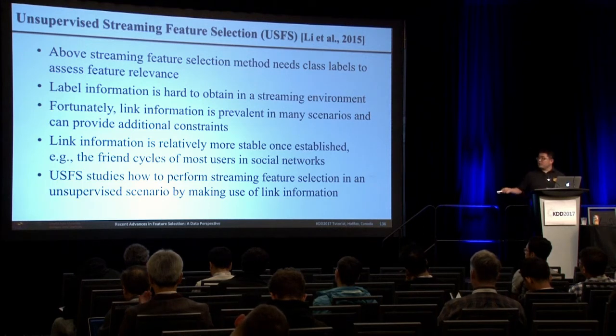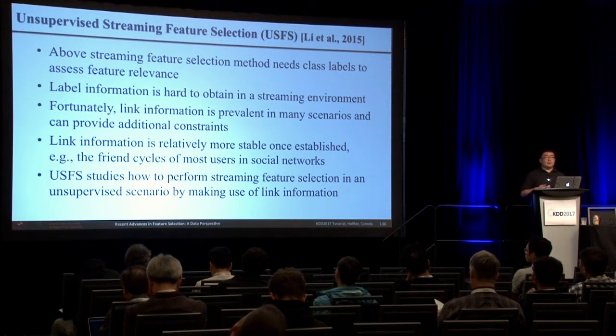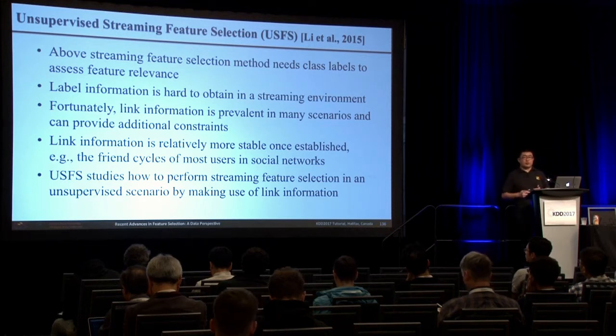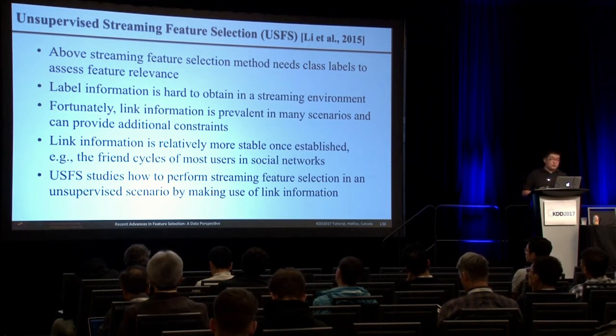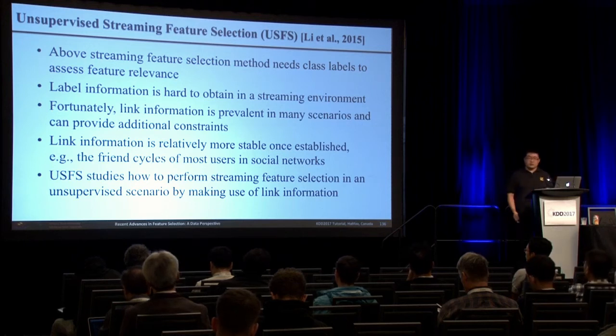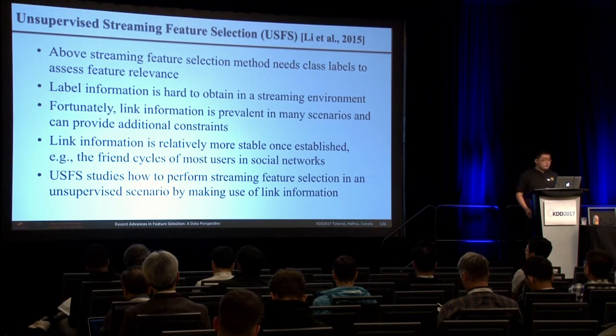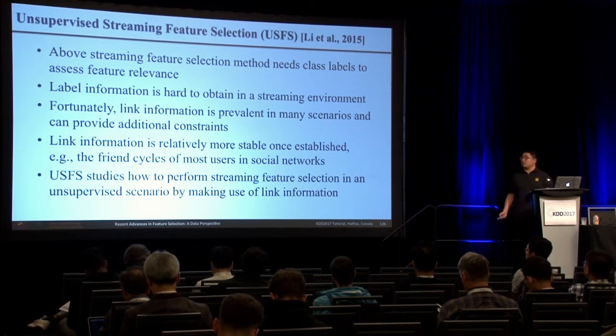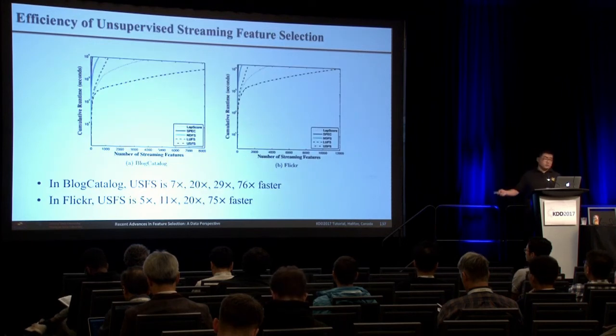Here we make use of the assumption that link information is relatively more stable once it is established. For example, even though many new slang words are created every day on social media platforms, once a particular user's friend circle is established, it is not likely to change within a short period of time. Based on this assumption, we propose the unsupervised streaming feature selection method by making use of the link information. I'm not going to cover the details of this method, but we can see the experiments.